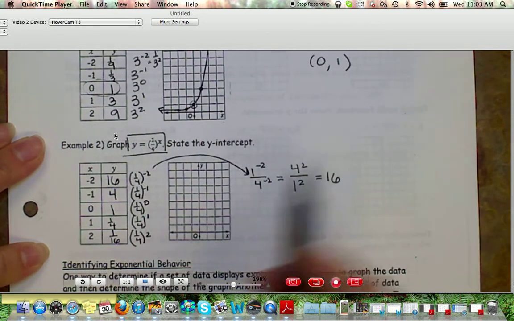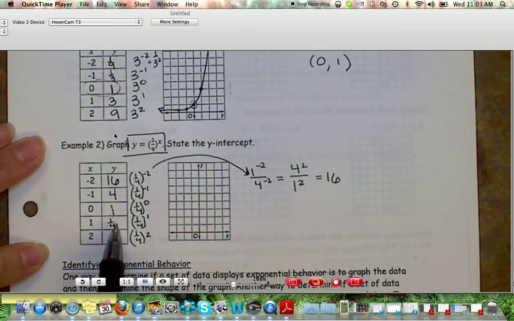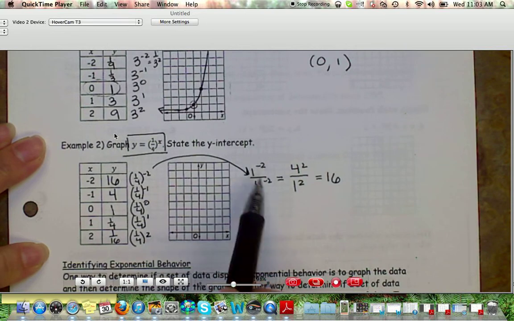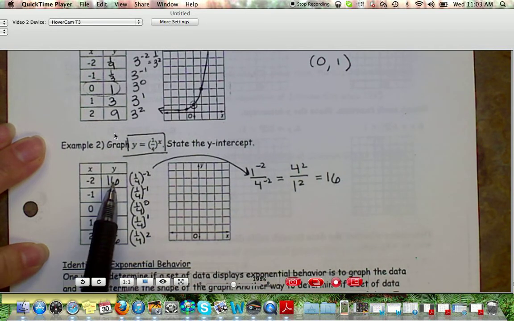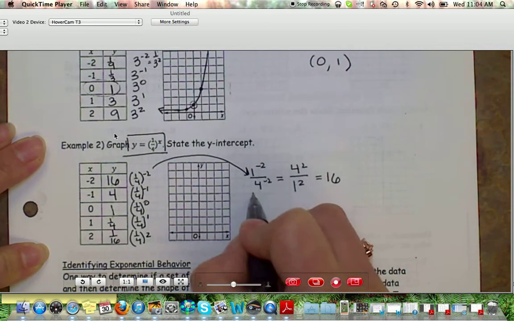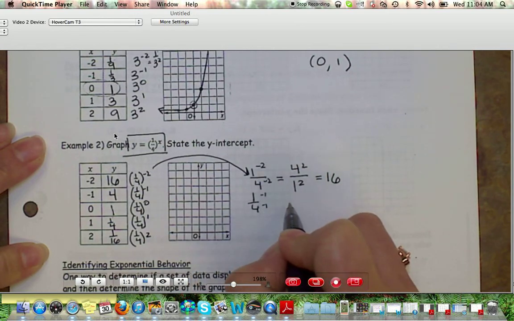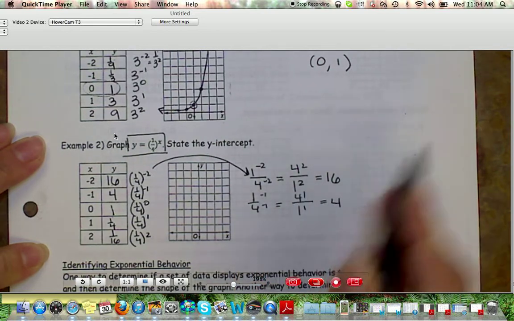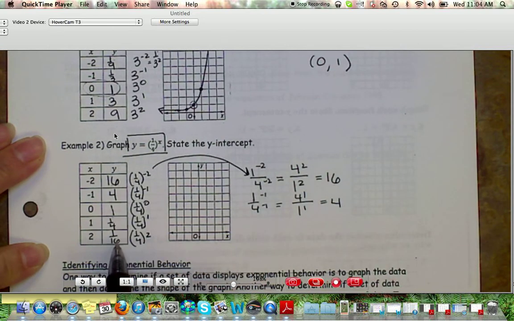So you can find the pattern, but in this case the pattern might be a little more challenging. You could also distribute your exponent, simplify it to get 16. This one works the same way. We get 1/4 to the negative first, I'm sorry. So we get 1 to the first and 4 to the first, which is, of course, 4. So that's where we're getting these guys here.